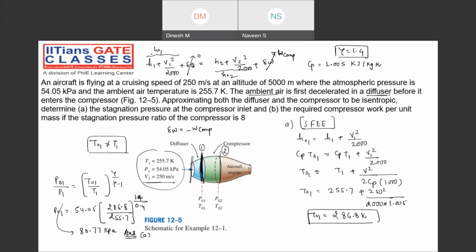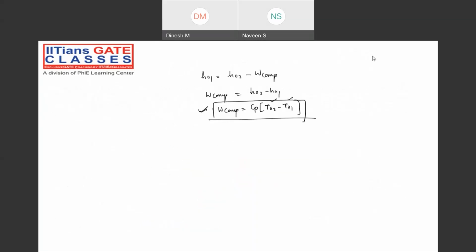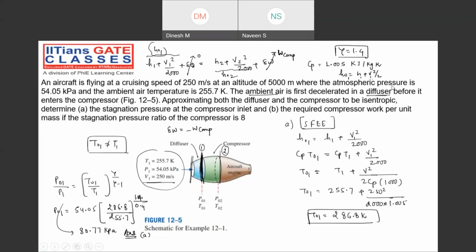Why are we calling this H01? You know that H0 is what? H plus V square by 2. So if 1, 1, 1. If it is 2, 2, 2. So first complete this part, then we'll move on to the compression work. That is the second part.